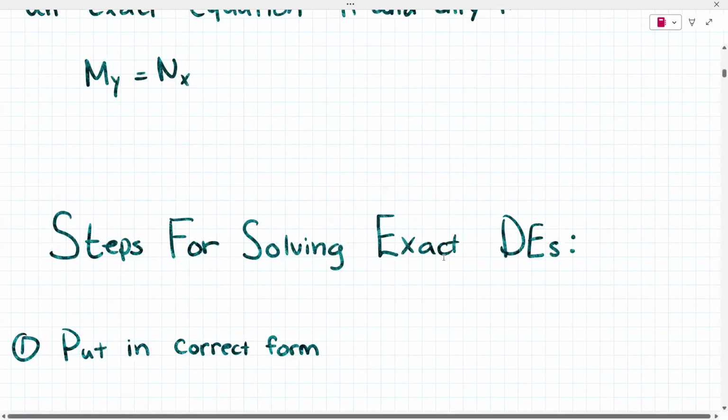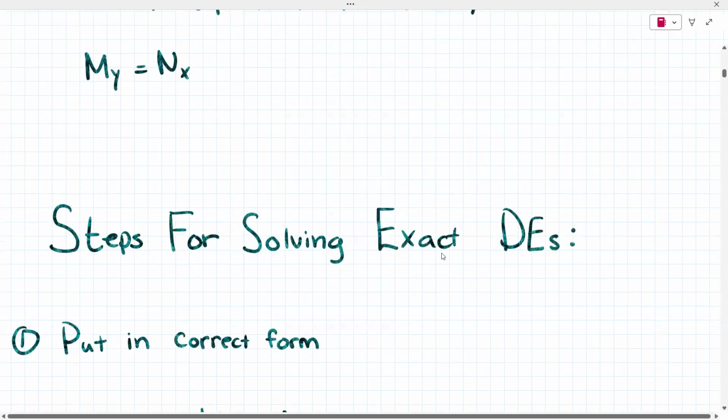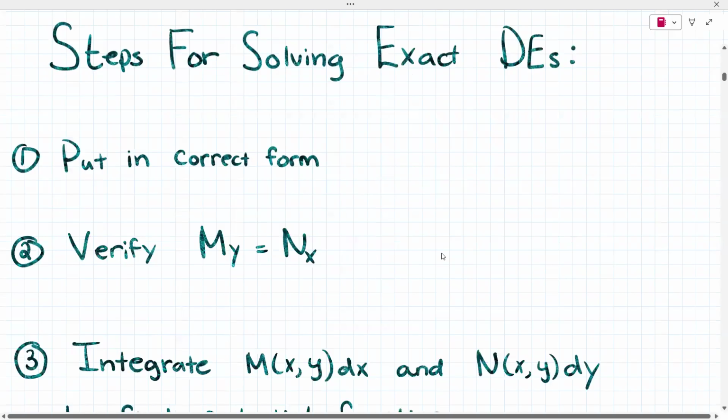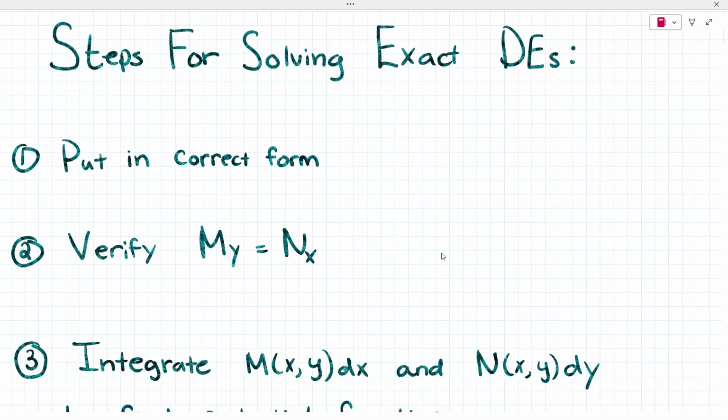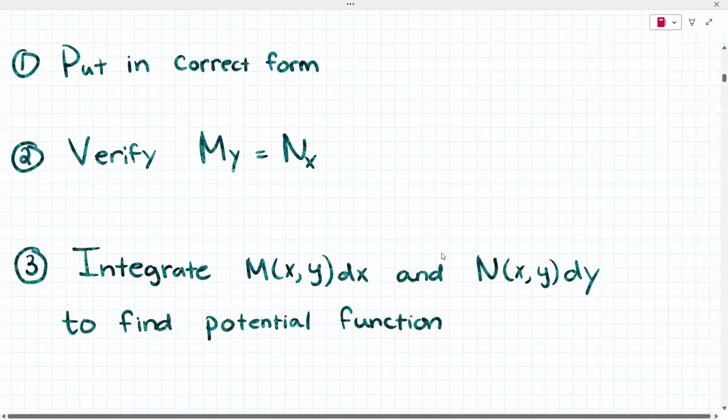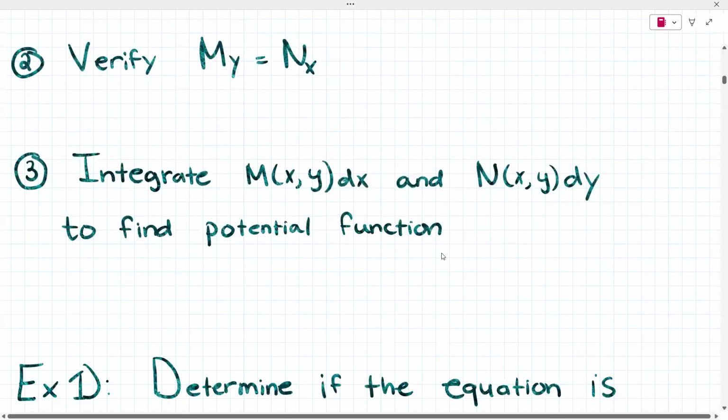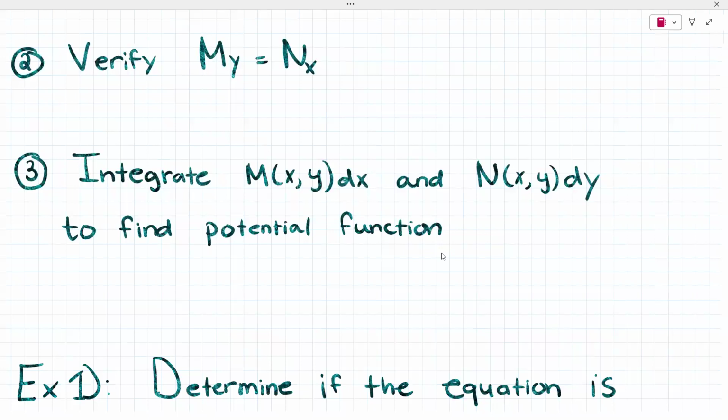So how do you solve? Steps for solving an exact differential equation. First step is put it in the correct form. Step 2, verify that My does equal Nx. And then once you do that, you can integrate M(x,y) dx and N(x,y) dy to find a potential function.